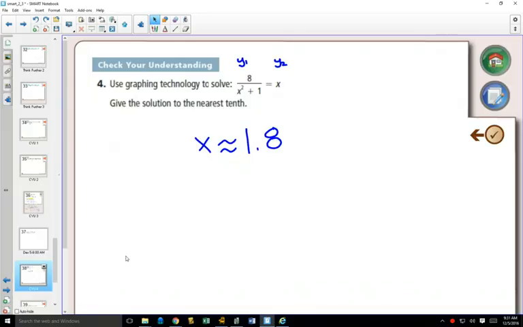Question you can do for practice with our graphing calculators is number 8.